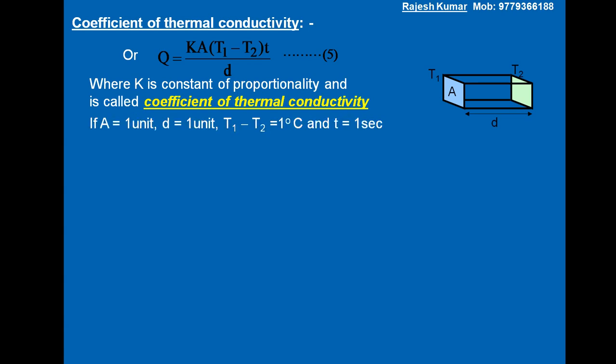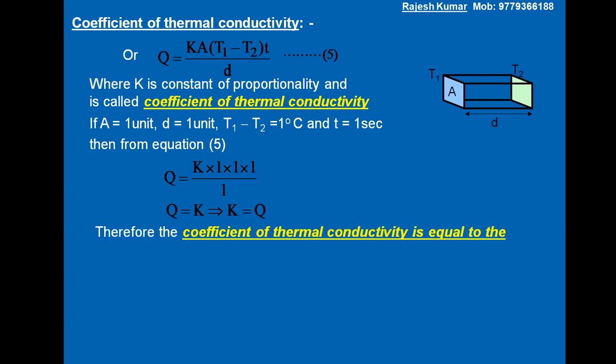If A is equal to 1 unit, d is equal to 1 unit, the difference in temperature of the two faces T1 minus T2 is equal to 1 degree C, and time t is equal to 1 second, then from equation 5, Q is equal to K into 1 into 1 into 1 upon 1, or Q is equal to K. This implies K is equal to Q. Q is the amount of heat transferred from hot face to cold face.